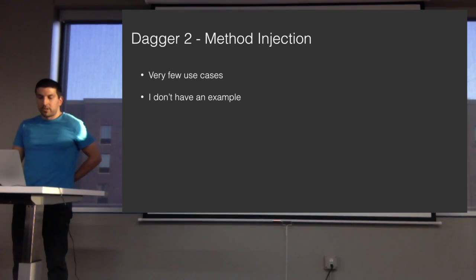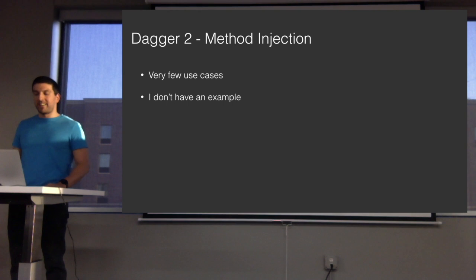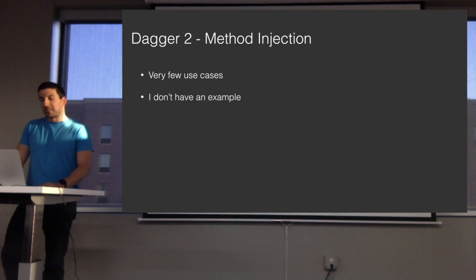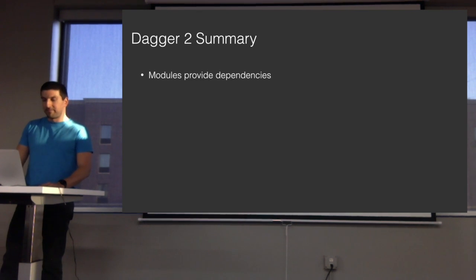Method injection is a thing. I don't have any good examples for it. I haven't heard of many good reasons for it. Dagger 1 doesn't support it as far as I know. I think I've read one use case where you needed to provide a dependency that needed to take in the class that you're injecting as a dependency of its own, that could be a use case, but otherwise I've never used it, but it's there.